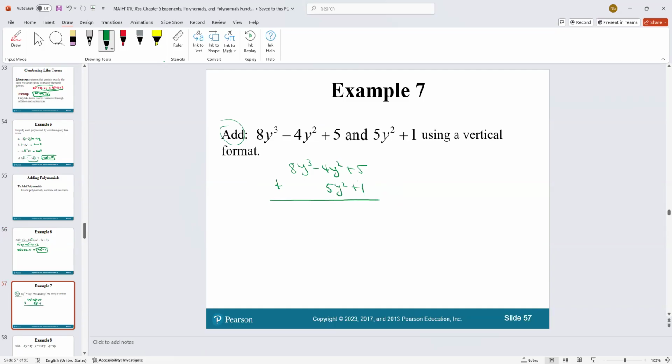That's vertical format. Yes, maybe you forgot this. Remember when you add, you go from right to left, right? So 5 plus 1 is 6. Negative 4 plus 5y squared, both y squared, so that will give you only y squared. There is a plus in the middle right there. And we have left only 8y cubed. So this is the final answer for this.